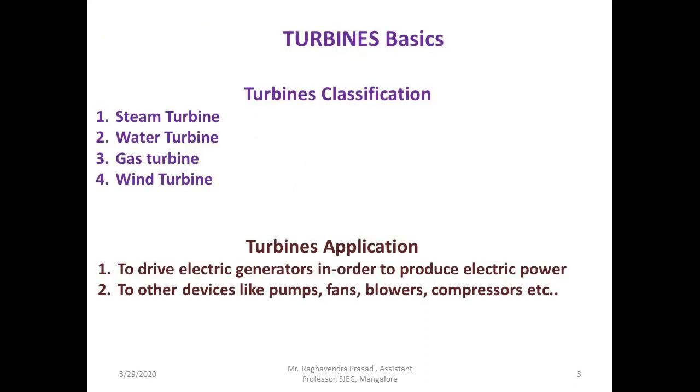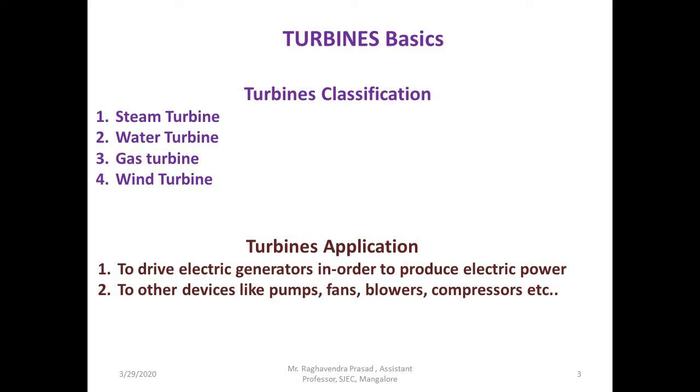Turbines are broadly classified into four types. One is the steam turbine, which uses steam, produced by heating water beyond its boiling point, as the working fluid. The second is the water turbine, which uses water flowing at very high velocity and pressure, or we can say with very high kinetic energy and pressure energy.